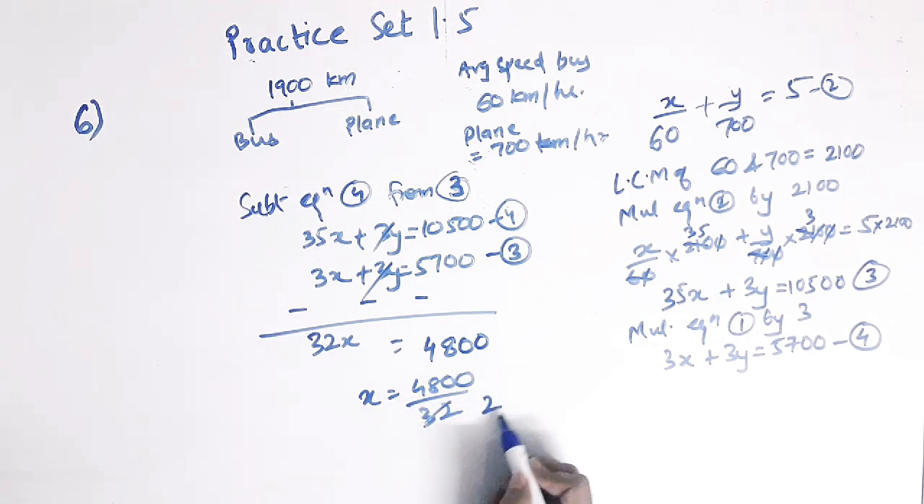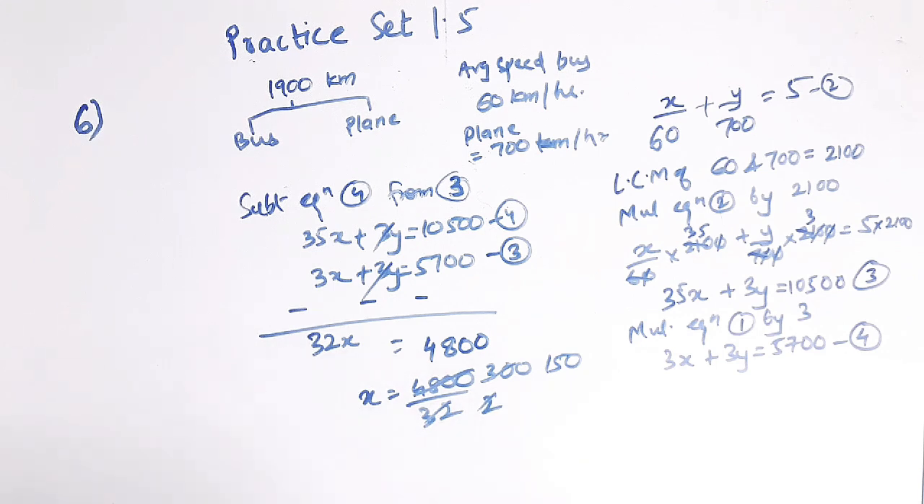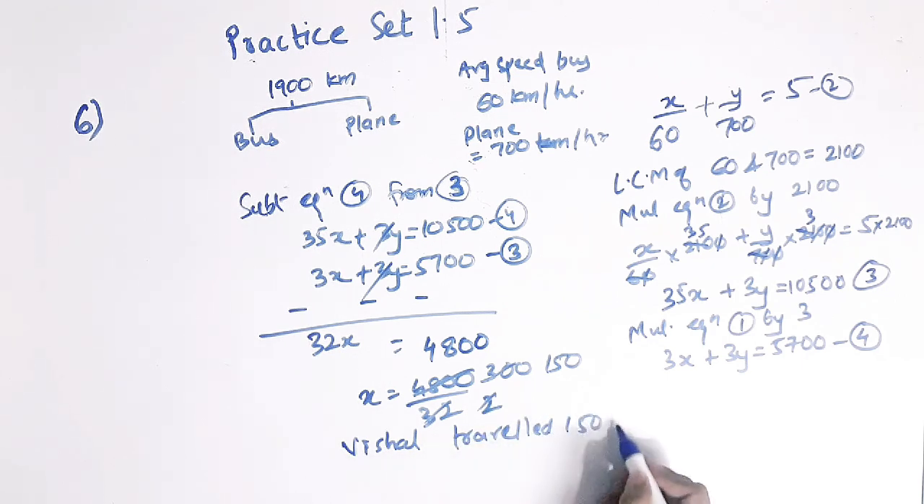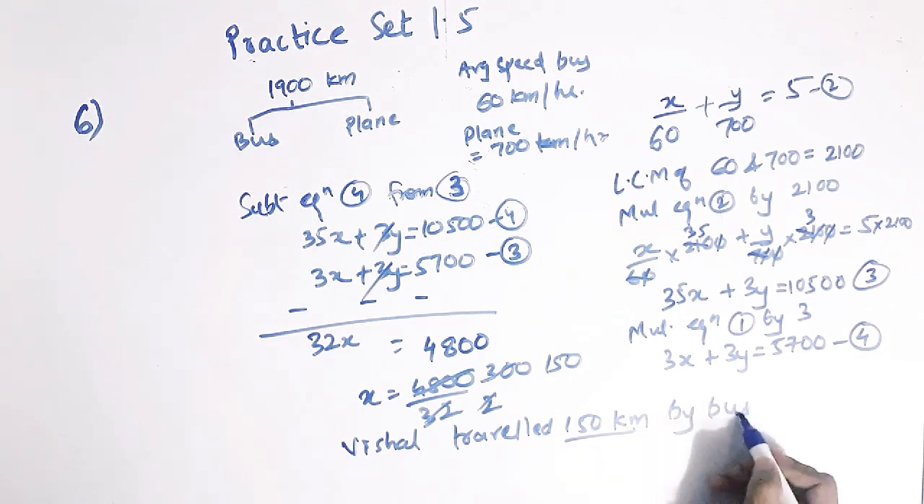I'll cancel this with 16: 16 2s are 32, 16 3s are 48. So x is 150. We actually wanted to find x only, because they have asked to find the distance travelled by Vishal by bus. So your answer is Vishal travelled 150 kilometer by bus.